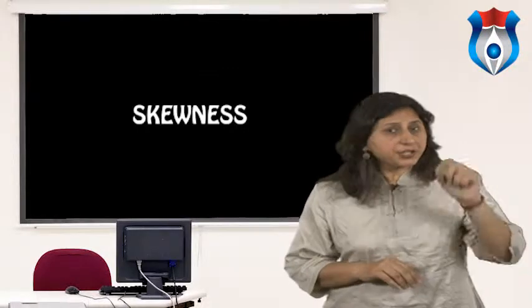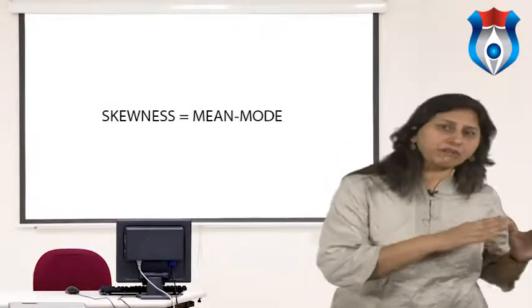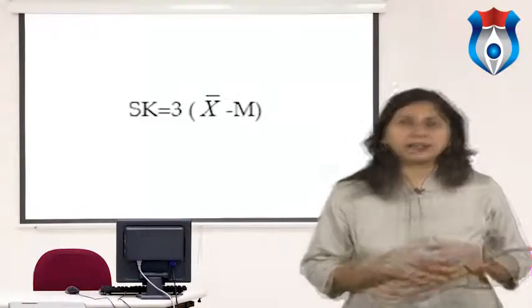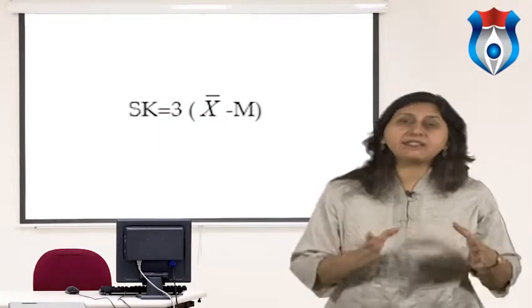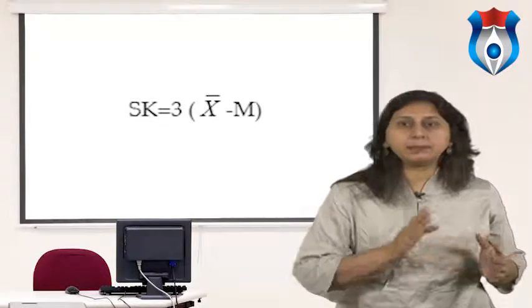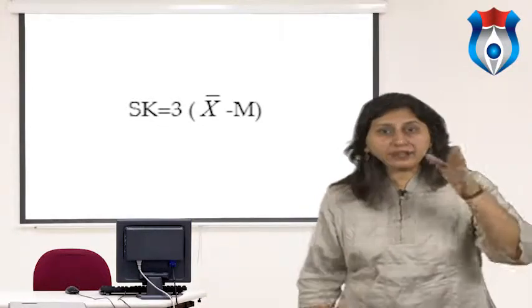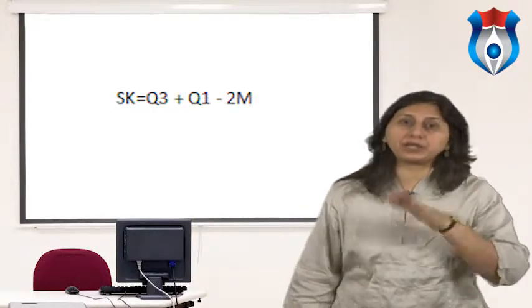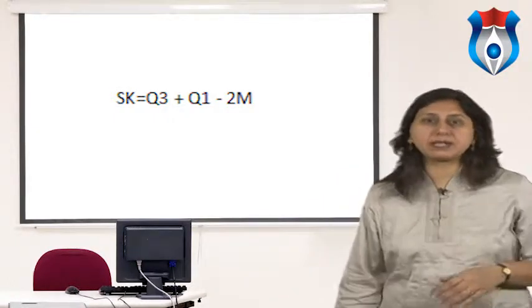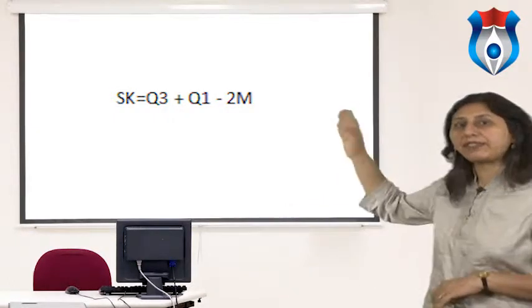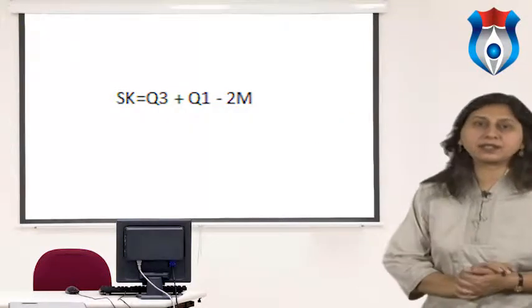Skewness. Skewness is given by difference of mean over mode. Now, if the mode is ill-defined, then skewness is given by 3 times (mean minus median). And we also have skewness equal to third quartile plus first quartile minus twice median. Let us take a look at the relative measures of skewness.